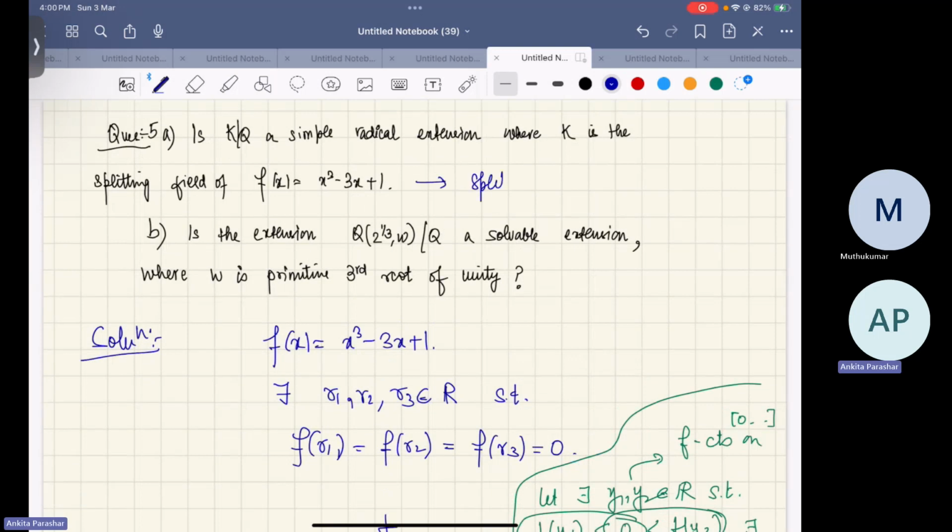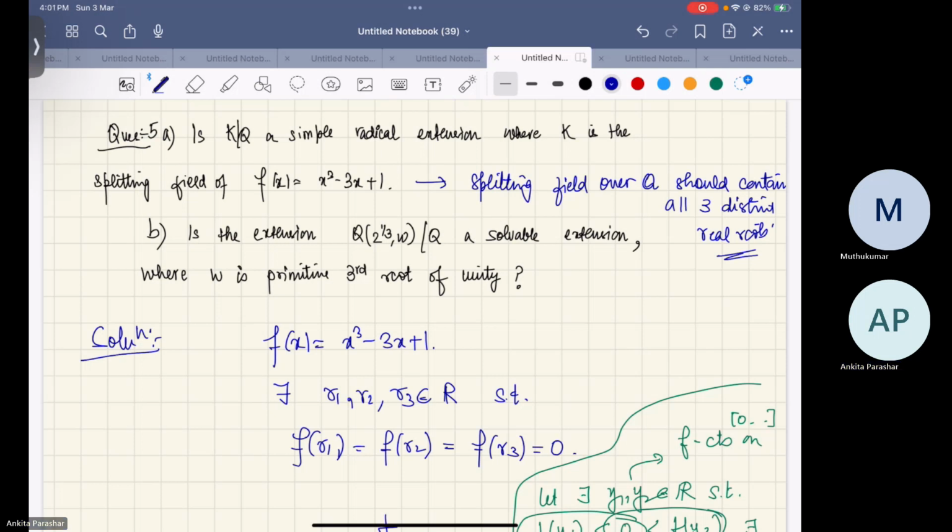splitting field over Q should contain all three distinct real roots. Alright, this knowledge we have. Can we use this knowledge to say something about whether the splitting field gives me a simple radical extension or not? Can you say something about that?